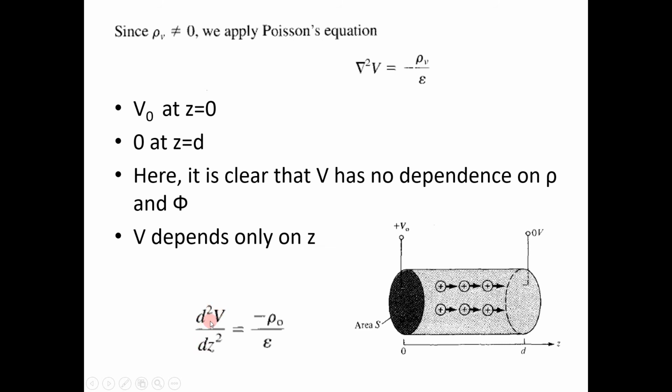On first integration you get dV by dZ is minus rho naught by epsilon into z plus a constant a. Again to get V, you are integrating for the second time. You get V is equal to, on integrating z, z square by 2, then plus az plus b. Integration you have to, if you are missing any basics, you have to go through all those. So on integrating twice you get V.